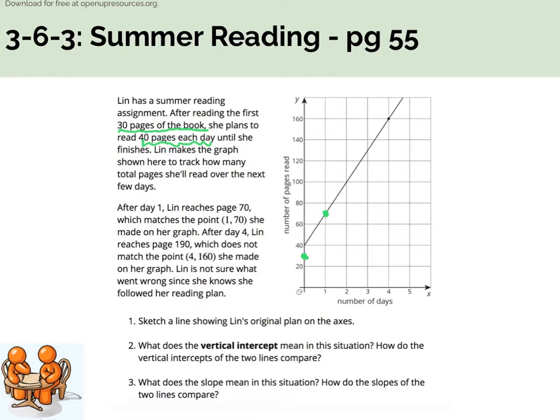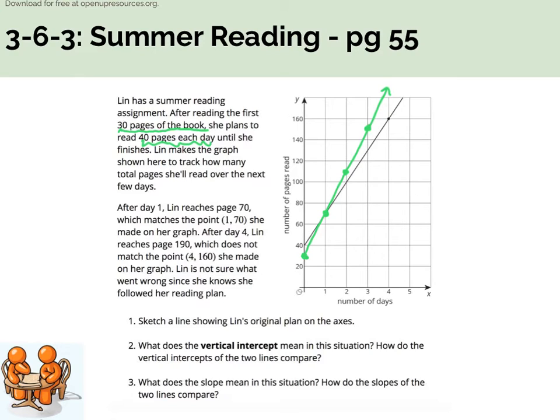Okay? And then let's do that again. So 70, and then she's supposed to add another 40. So if we do 70 plus 40, at day 2, she should be at 110. And then at day 2, 110, let's find day 3. So let's add another 40 to the 110. It should be 150 at day 3. And this should be her line that goes along with it.